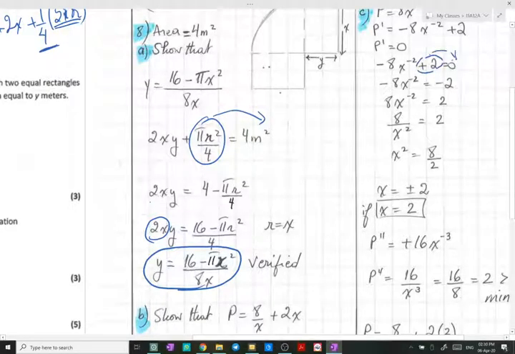Then we get 8 over x squared equals 1. Therefore x squared equals 8, which is equal to 4. Now I need to find the value for x, so it is plus or minus, because you take the square root. In order to solve for x, you take the square root of 4. But we know that x is a length, so we take the positive value for x, so it's equal to 2 centimeters.